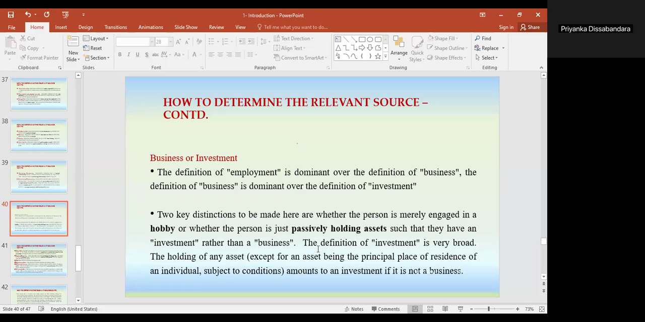Then we are going to determine the source of business and investment. The definition of employment is dominant over the definition of business and investment. That means, first of all, we have to categorize an income which is relevant for the employment. First of all, we have to consider whether this income is an employment or not. If it is an employment income, we have to categorize it under employment income.